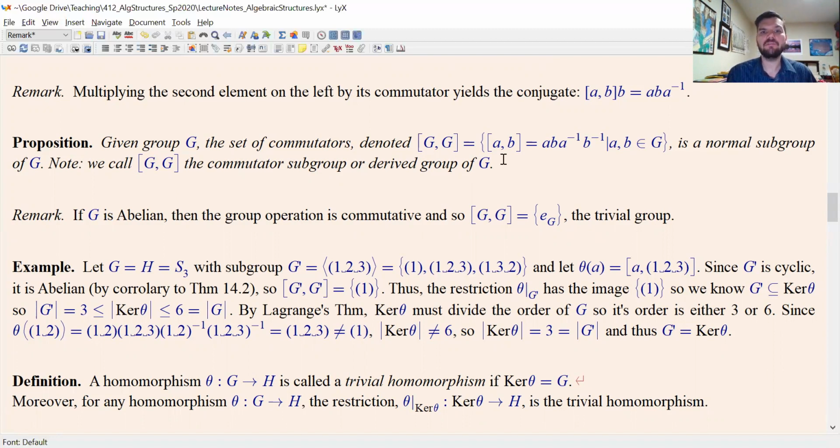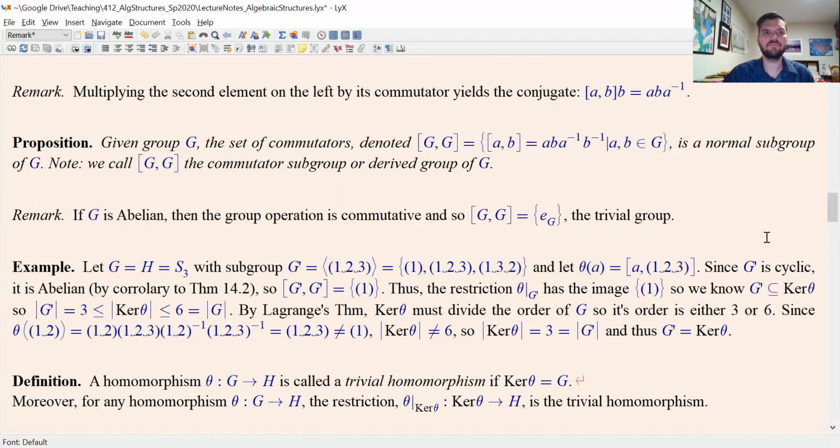If G is abelian, then the operation is commutative, so the only output from commutators is the identity element, the trivial group, if you think of it that way. So on the low end, we know that our commutator subgroup can be as small as the trivial group. The question is, how big can it be? And how does that size relate to the group G?